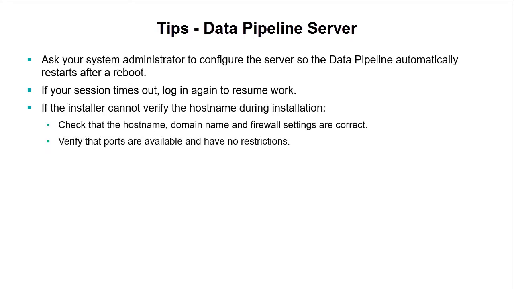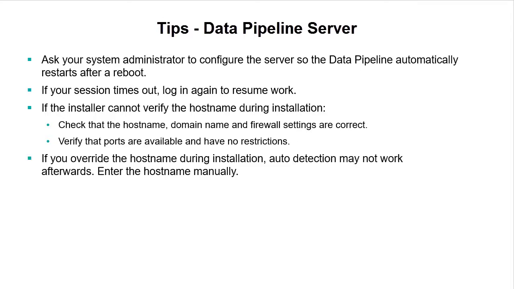If the data pipeline installer cannot verify the host name, the problem is likely caused by an incorrect host or domain name, incorrect firewall settings, or port availability or restrictions. Determine the correct setting to resolve the problem. If you override the host name during the initial installation of the data pipeline, auto-detection may not work afterwards, so you may need to enter the host name manually.